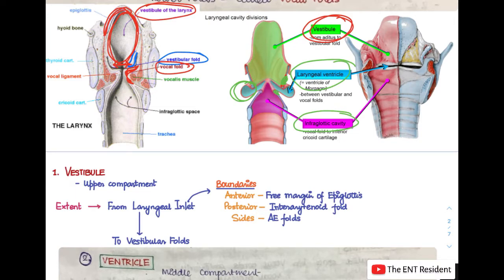Now, I have discussed the laryngeal inlet boundaries in a previous video when I spoke about the anatomy of pharynx; I described the structures forming the laryngeal inlet boundaries. Anterior boundary is by the free margin of epiglottis, posterior boundary is by the interarytenoid fold, and on the sides by the aryepiglottic folds. So thus you see that the first compartment is the vestibule of larynx extending from the laryngeal inlet to the level of the vestibular folds.